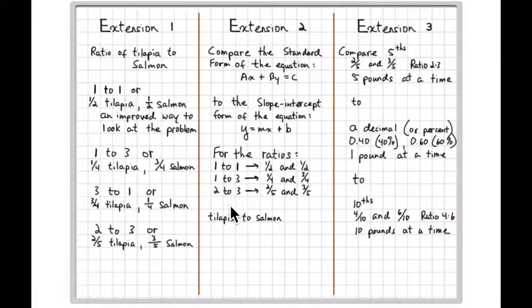So I'm going to use these three ratios. A ratio of 1 to 1, so an equal number of pounds of tilapia and an equal number of pounds of salmon. A ratio of 1 to 3, so 1 pound of tilapia to 3 pounds of salmon, and a ratio of 2 to 3, 2 pounds of tilapia to 3 pounds of salmon.